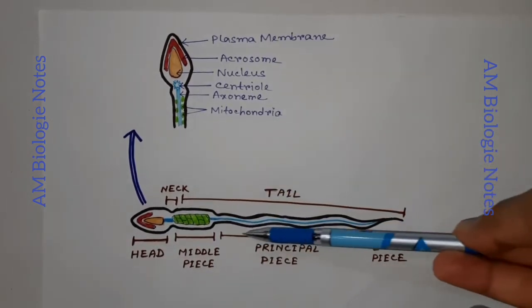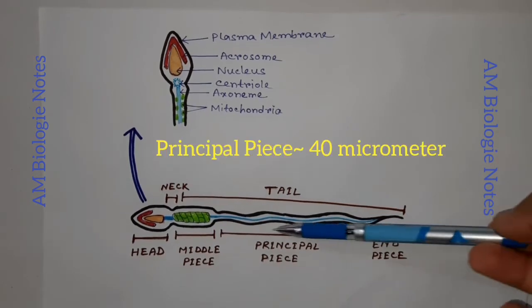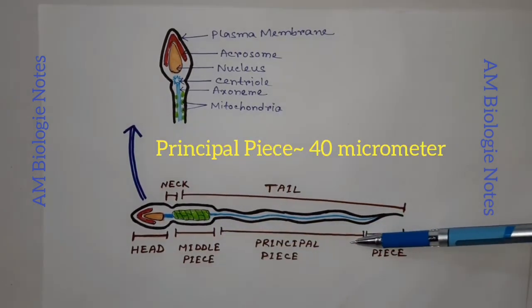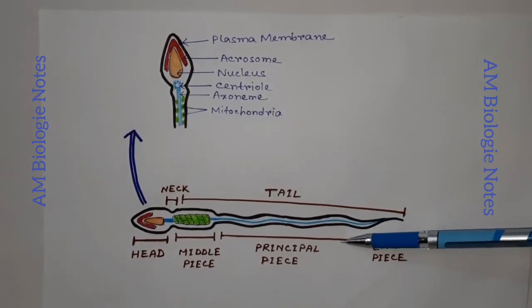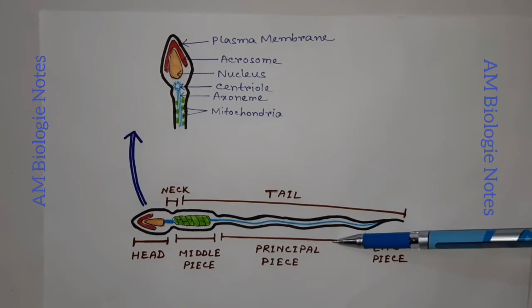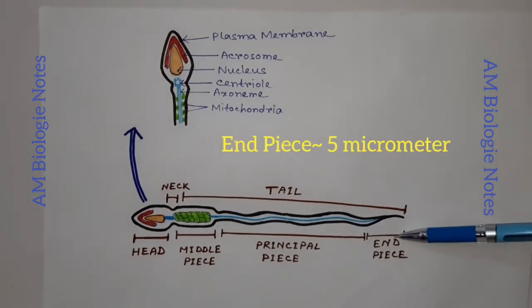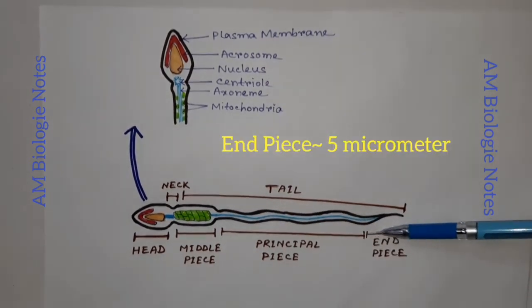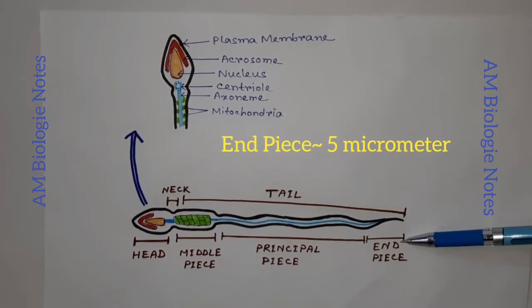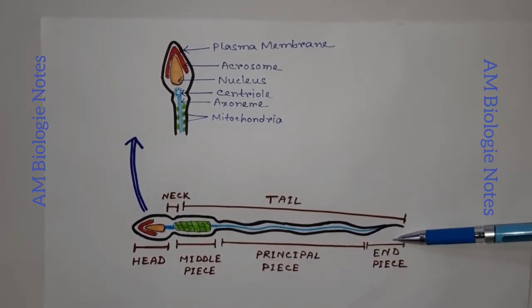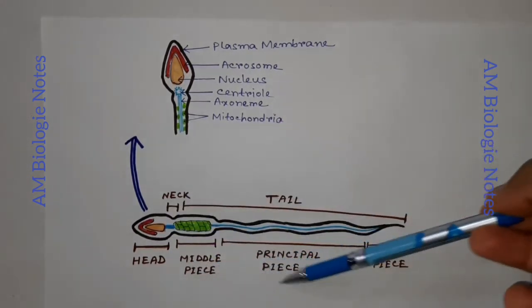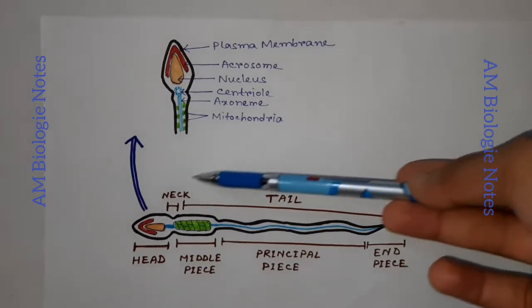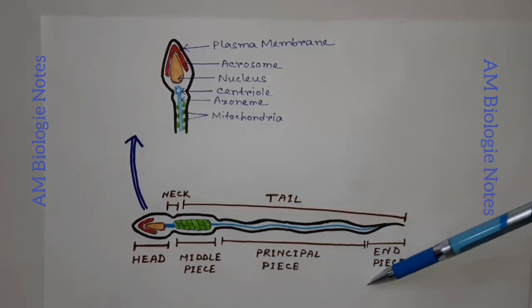This is the principal piece. It is approximately 40 micrometer long. It is made of axial filament covered by fibrous sheath. This is the end piece. It is approximately 5 micrometer long. It contains only the axonemal filament. So, this is all about the general structure and different parts of a mature human sperm.